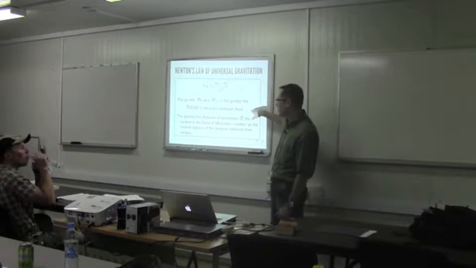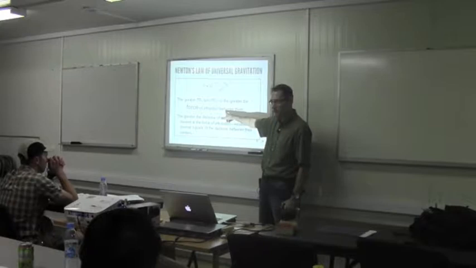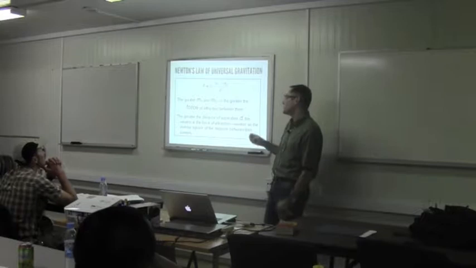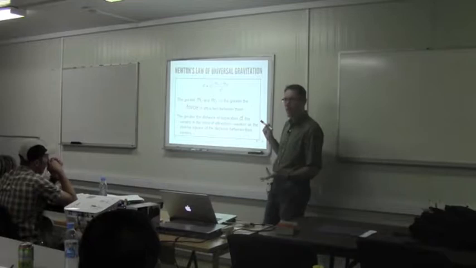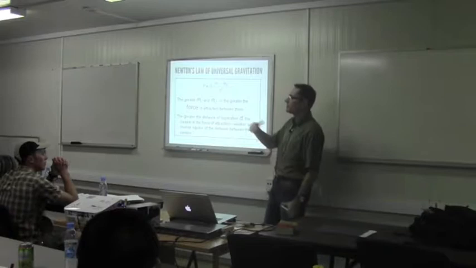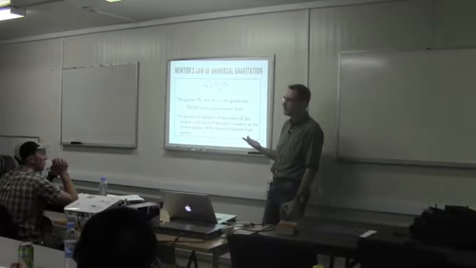We already kind of went over this. This is graphically showing that if M1 and M2 are bigger, you get a bigger force of gravity. If the masses are bigger, you get a bigger force of gravity. And the farther away you go, the less force of gravity there is. So as you get farther away from the Earth, it's less gravity. Do you ever get far enough away from the Earth that the Earth's gravity doesn't have any effect? No. Everything always has.